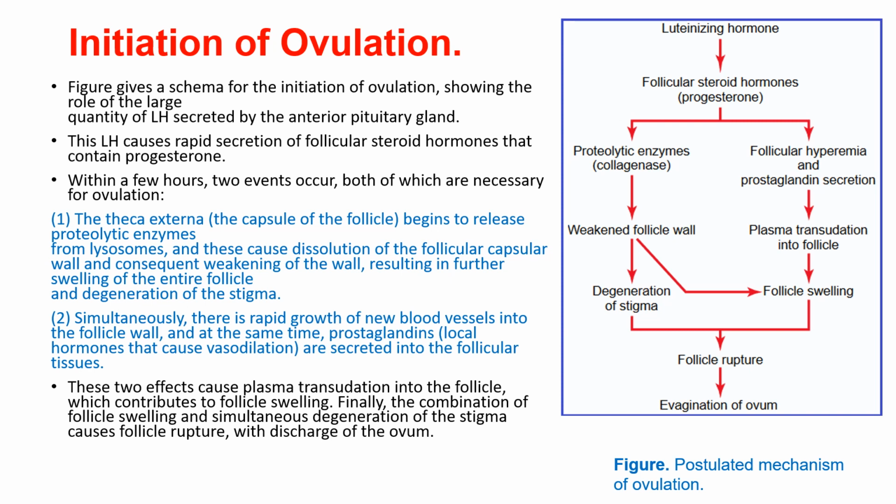2. Simultaneously, there is rapid growth of new blood vessels into the follicle wall, and at the same time, prostaglandins, local hormones that cause vasodilation, are secreted into the follicular tissues. These 2 effects cause plasma transudation into the follicle, which contributes to follicle swelling. Finally, the combination of follicle swelling and simultaneous degeneration of the stigma causes follicle rupture, with discharge of the ovum.